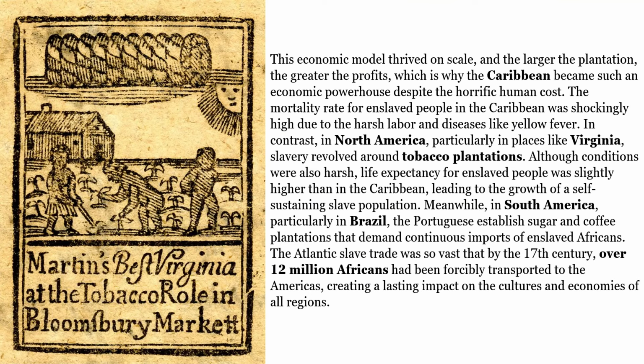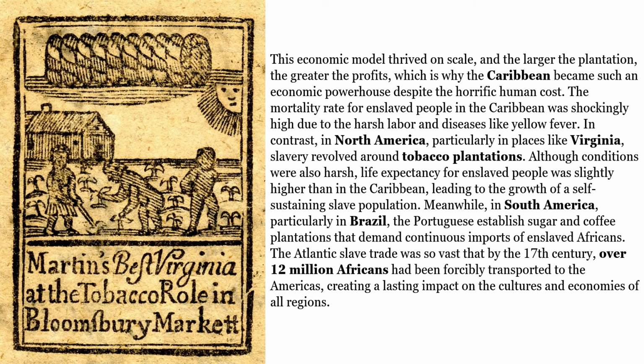This economic model thrived on scale, and the larger the plantation, the greater the profits, which is why the Caribbean became such an economic powerhouse, despite the horrific human cost. The mortality rate for enslaved people in the Caribbean was shockingly high due to the harsh labor and diseases like yellow fever. In contrast, in North America, particularly in places like Virginia, slavery revolved around tobacco plantations. Although conditions were also harsh, life expectancy for enslaved people was slightly higher than in the Caribbean, leading to the growth of a self-sustaining slave population.